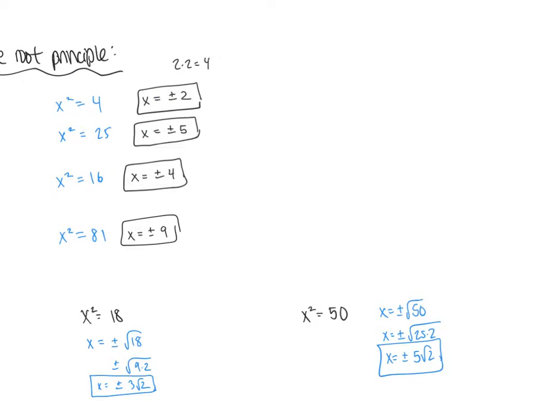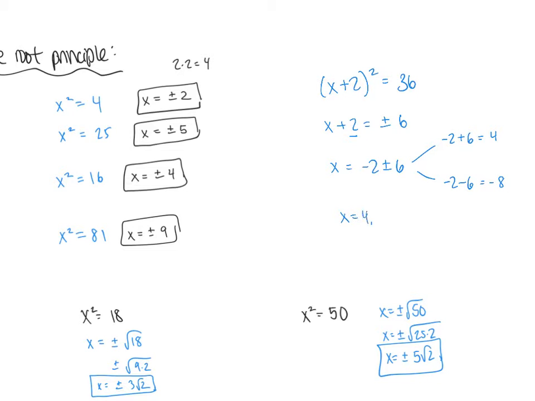Okay. Now another thing is, let's say we have x plus 2 squared equals 36. So first I'm going to take the square root, so I get x plus 2 equals plus or minus 6. Now what I need to do is I need to move the 2 over by subtracting the 2. So now I have negative 2 plus 6 and negative 2 minus 6. So negative 2 plus 6 is 4, and negative 2 minus 6 is negative 8. So I have x equals 4 and x equals negative 8.